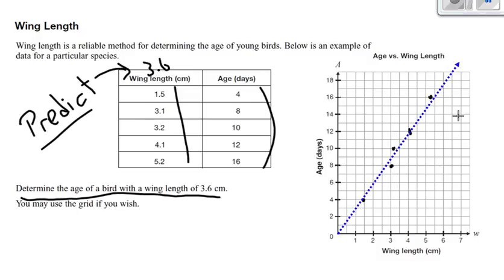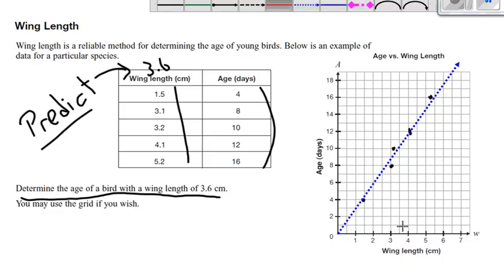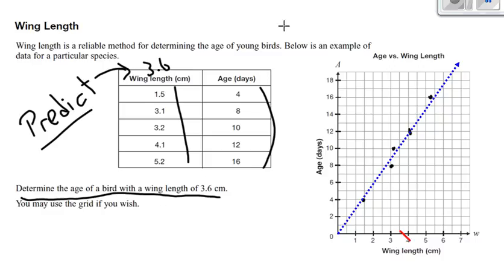So here's my line of best fit. And again, I wasn't necessarily trying to go through any points. I just wanted some points above and some below. So I've graphed the points, drawn a line of best fit, and now I can read my graph. I need a wing length of 3.6. So I'm going to go on my graph to where 3.6 would be, here or a little bit higher.